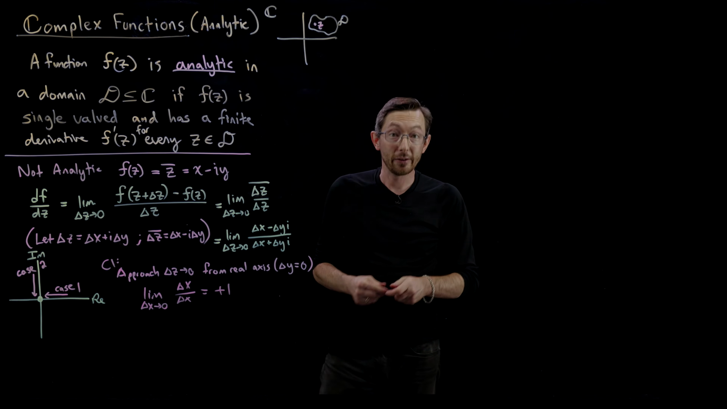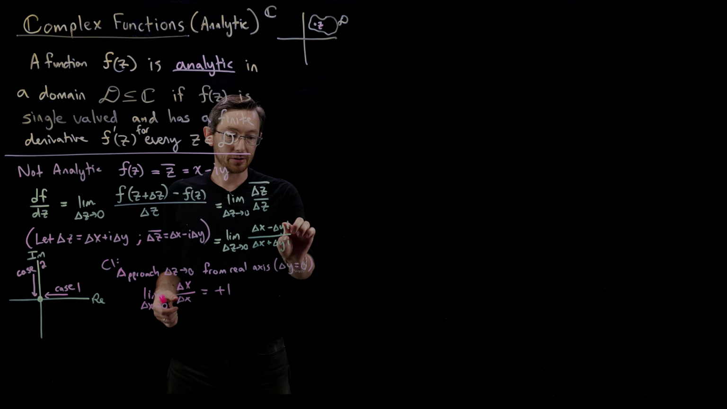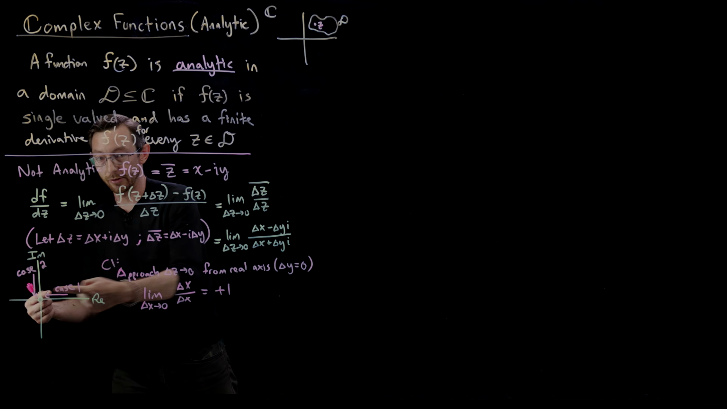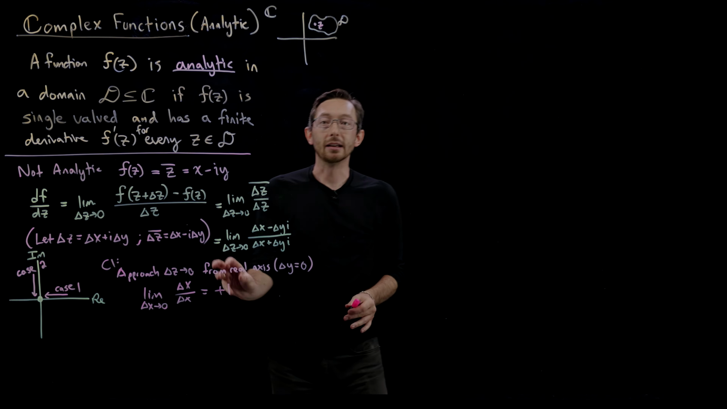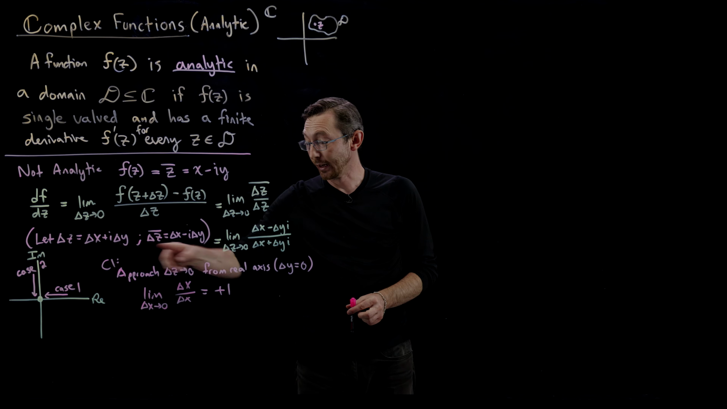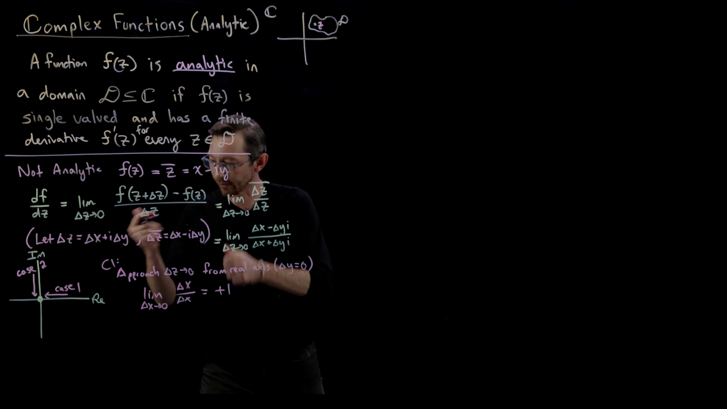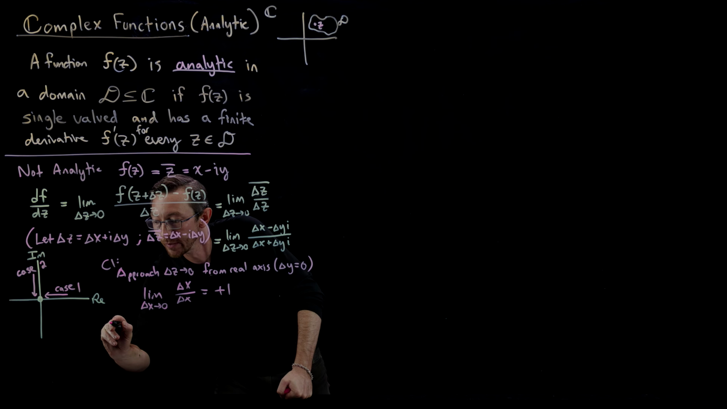Okay? So the derivative of this function, if I started with delta y 0 and I take the limit as delta x goes to 0, I approach from this direction in case 1, my limit equals 1. So in case 1, this directional derivative is equal to 1. Let's look at case 2 when I approach in the imaginary direction.